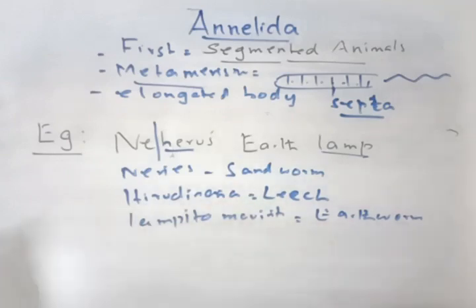So four phyla we discussed today: Ctenophora, Platyhelminthes, Aschelminthes, and Annelida. Next, the following phyla and classes, and then we will complete this entire non-chordate section. Okay, thank you very much.